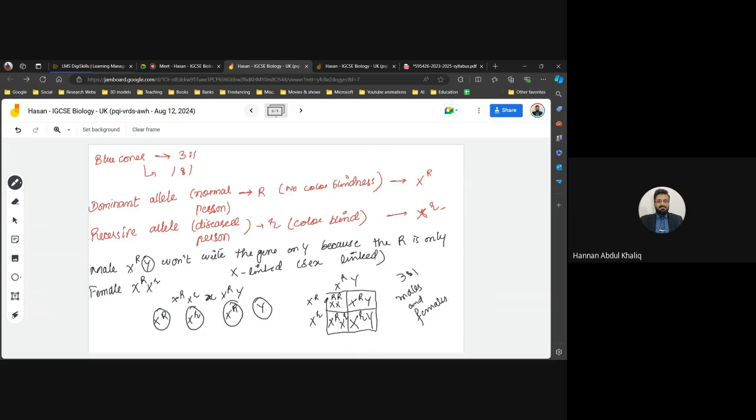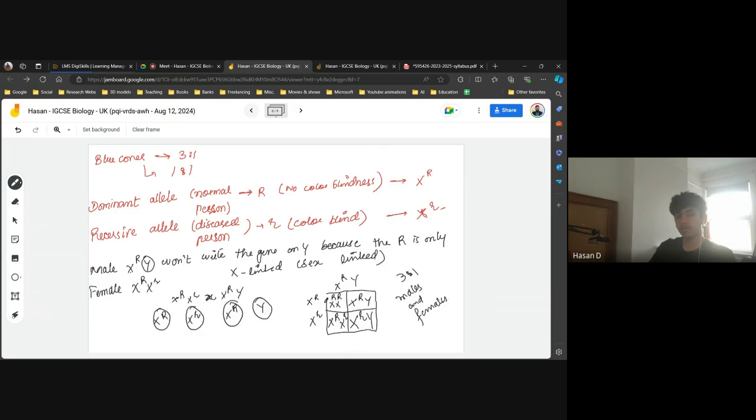Females are mostly protected because they have an alternate. They can bring an alternate allele and cover up the effect of a recessive allele, but males don't have that chance. Got it? Yeah. All right.